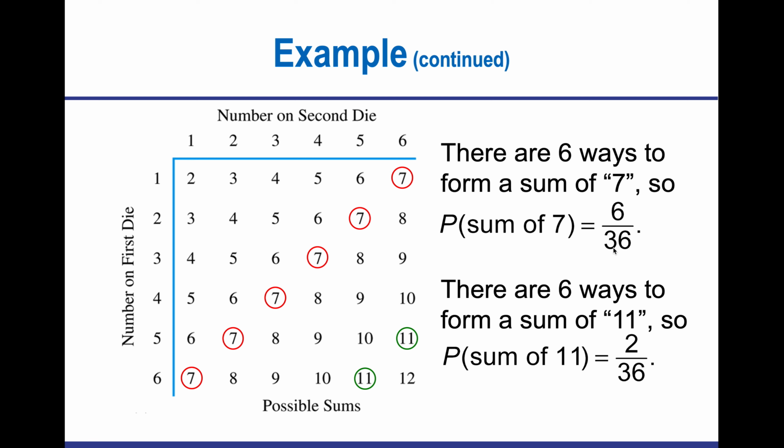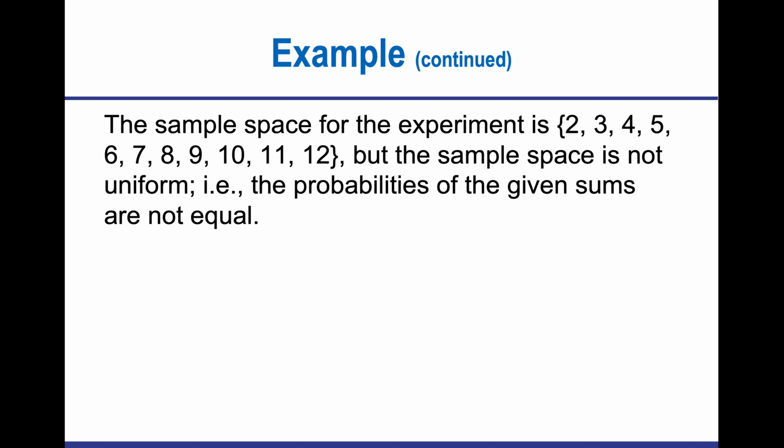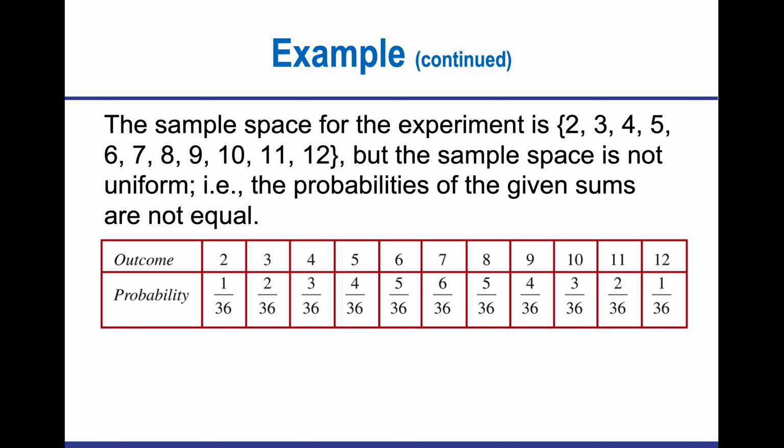Again, I'm not rolling twice. There's not 2 different events happening, but I'm just adding everything that could be a 7 or an 11 to get that 8 over 36. The sample space for the experiment is going to be what's given to you, but the sample space is not uniform, which means the probabilities are not equal of each thing happening.